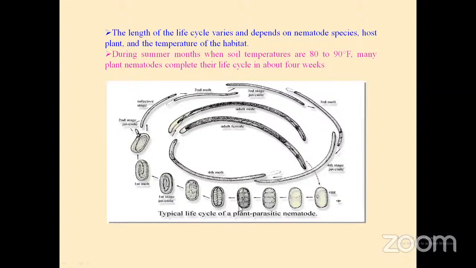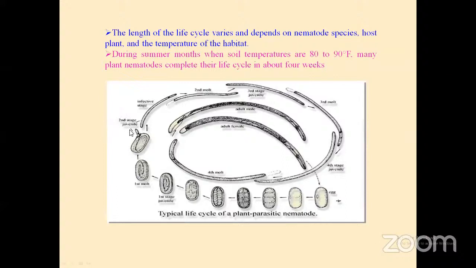See, as I told you in the previous slide, there are a total of 6 stages. If you see, this is the egg. Next, how many? 4 juvenile stages are there. Within the egg itself, it will take its first molt. Then the second molt, this is called the juvenile stage 2. Once the juvenile stage 2, which we call J2, emerges into the soil, this is the main culprit causing damage to all the crops.